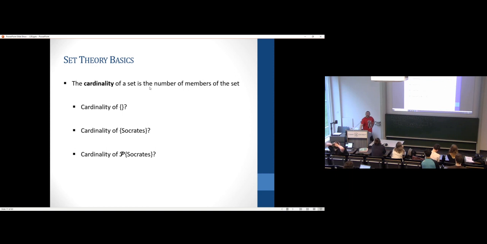So the last thing I want to mention for sets, and don't worry, this is easy, is cardinality. Cardinality is the simplest idea in the world. The cardinality of a set is the number of members it has. So what's the cardinality of the null set? Well, let's think. How many members does the null set have? 0. Cardinality of the null set is 0.